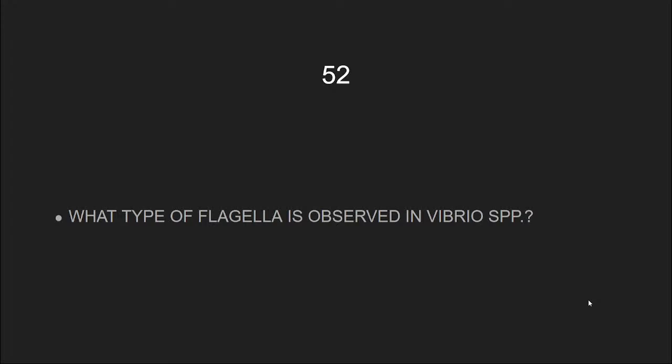Okay? So for Klebsiella pneumoniae, rhinoscleromatis, and Klebsiella aerogenes, they are atrichous. Okay? So they don't have flagella. Okay? So let's go on. What type of flagella is observed in Vibrio species? What is it, class?